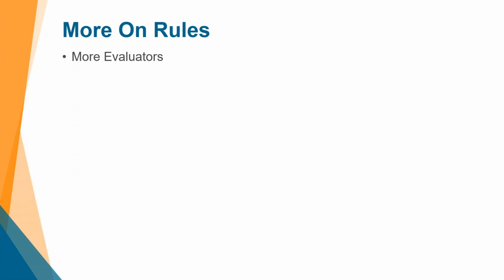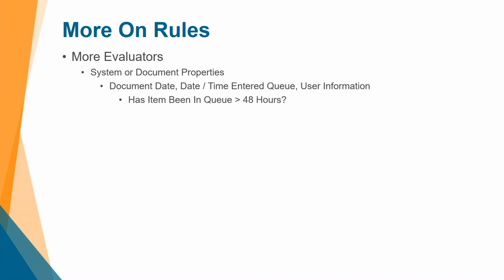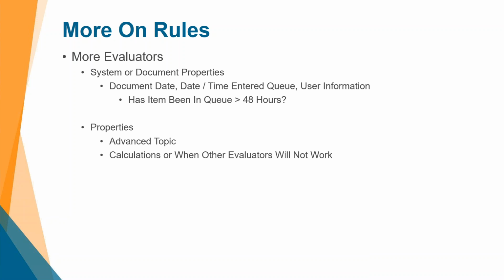A few more. We can also take a look at different system or document properties for evaluators. And a really good example of that is looking at dates, how long something has been within a particular queue, maybe some user information. There's a number of system or document properties that we can utilize. Here's a good example. Has the item been sitting in this particular queue for more than 48 hours? If so, we're going to go ahead and take some different action. And we'll talk about some of the different things that can happen automatically in just a few moments.